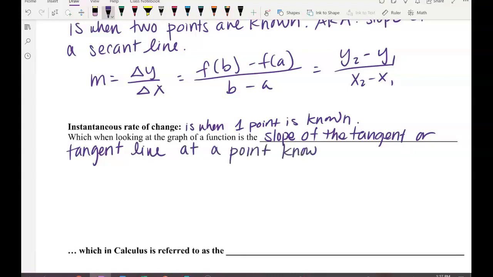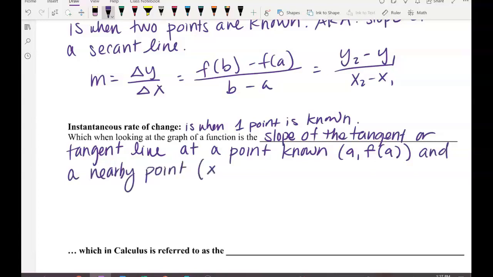So the tangent line at a known point, let's call it a, has a y value of f of a, and a nearby point. Let's say that we don't know where that is, so we will give it an unknown x. That means its y value will be f of x. So we have 2 points here. We have 1 point that's given to us, and remember, we said let's pick a nearby point, x, comma, f of x.